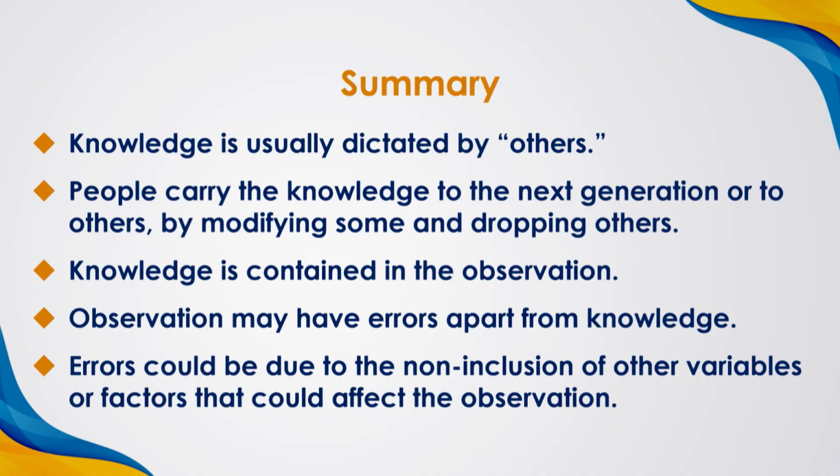I summarize now. Knowledge is usually dictated by others. People carry the knowledge to the next generation or to others by modifying some of the knowledge or dropping some. Knowledge is contained in the observation. Observation may have errors apart from knowledge. So, errors in the data or observation could be due to the non-inclusion of other variables or factors that could affect the observation.